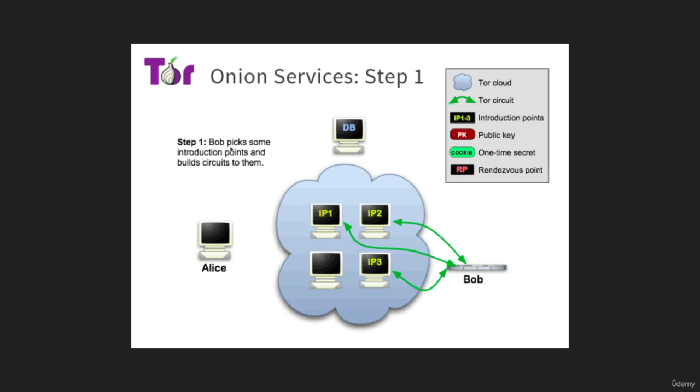Now step 1 is that Bob picks some introduction points, as you can see, IB 1, 2, 3, and builds circuits to them. And he will ask them to act as introduction points by telling them his public key. But note that in the following figure, the green links are circuits rather than direct connections. So by using a full Tor circuit, it is hard for anyone to associate an introduction point with the onion server's IP address. So these are not connections, these are circuits. And Bob shares his public key with them.